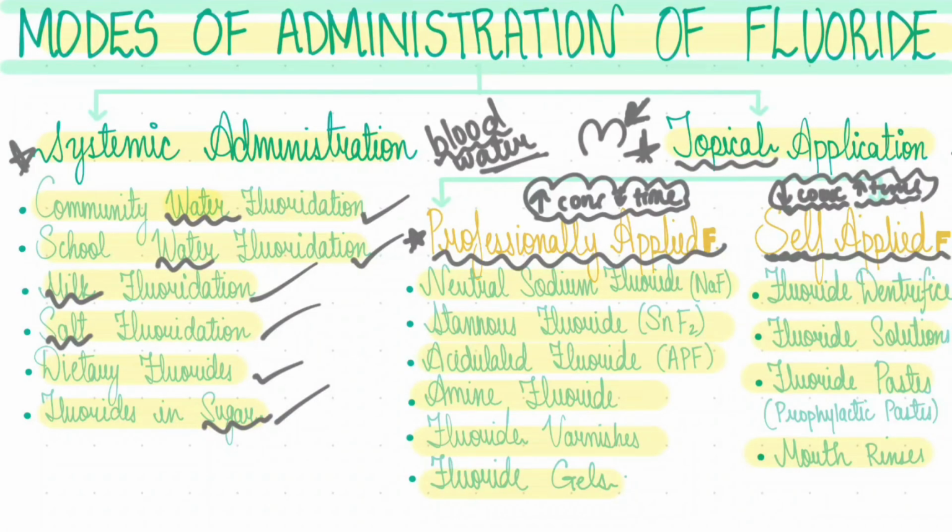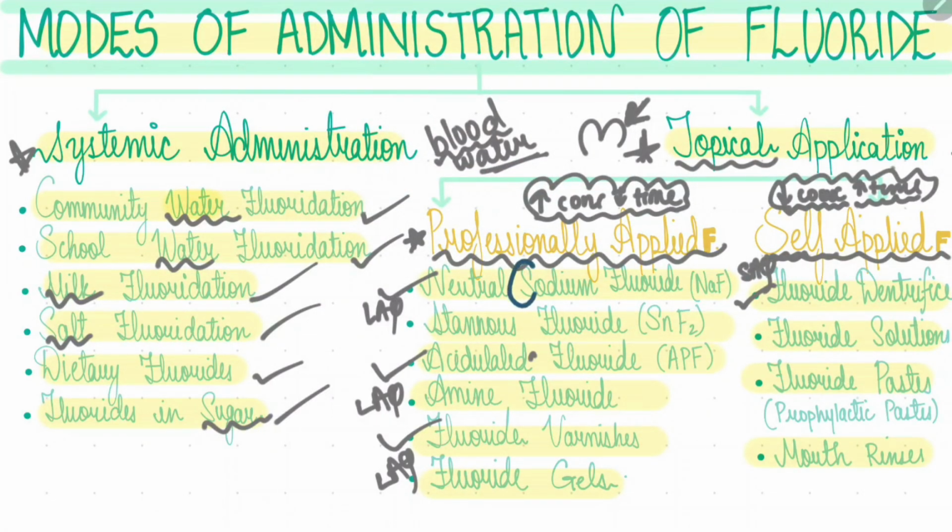So here you will always be asked about neutral sodium fluoride, acidulated phosphate fluoride, sorry, I forgot to write phosphate, and fluoride varnishes, as they are currently highly used in dentistry. And in self-applied fluoride, you will always be asked about fluoride dentifrices. It is one of the most important questions asked in pediatric dentistry. It is an SAQ which will always be asked, and these all are LAQs. So how do we remember it?